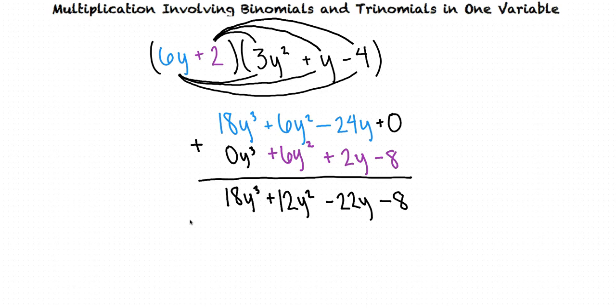This tells us that when we multiply the binomial 6y plus 2 times the trinomial 3y squared plus y minus 4, we get the polynomial 18y cubed plus 12y squared minus 22y minus 8. Wow, that makes everything much more organized. Could we try another example?